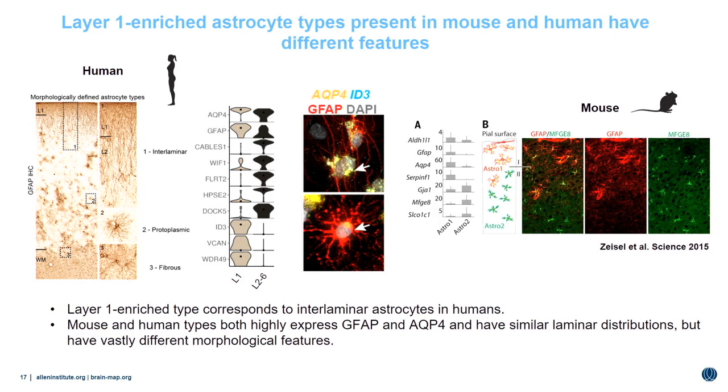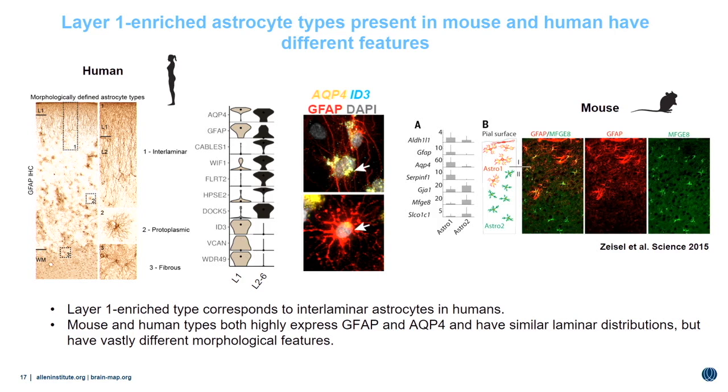And in human and other primates, it's known that this layer of cortex contains a morphologically defined type of astrocyte called interlaminar astrocytes. These astrocytes have a cell body that sits in layer 1, and they extend these huge processes all the way down into layers 2 and 3 of the cortex. And these are not seen, for example, in mouse cortex.